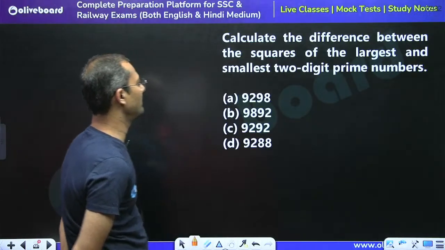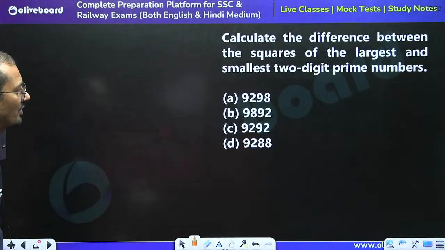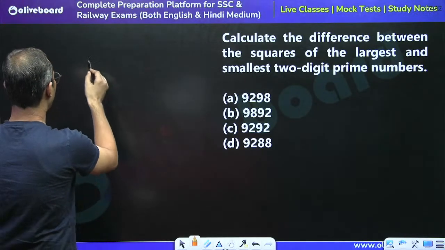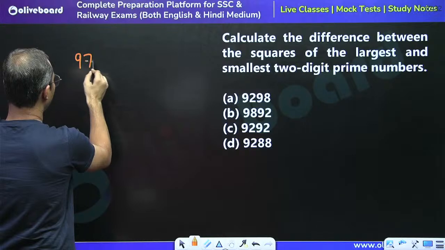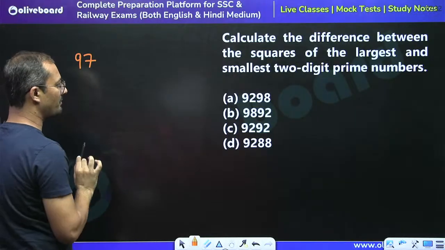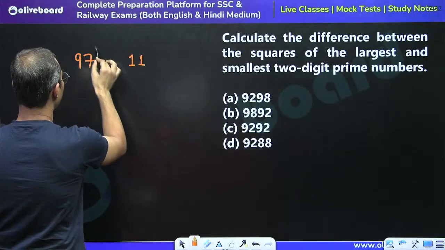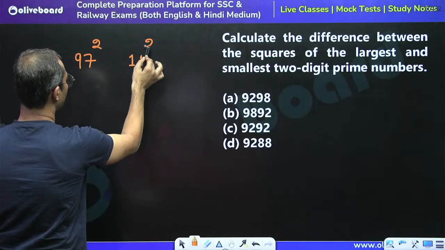Calculate the difference between the square of the largest and smallest two-digit prime number. Now tell me which one is the largest two-digit prime number. So you would say that 97 is the largest two-digit prime number and the smallest two-digit prime number is 11, right? So we have to calculate the difference of their squares, right?